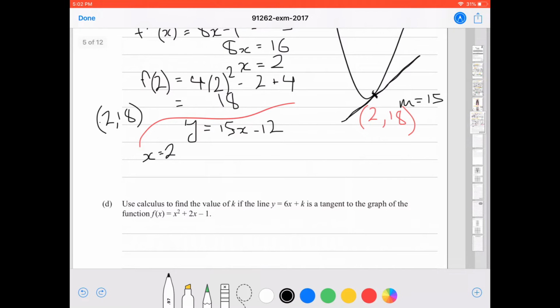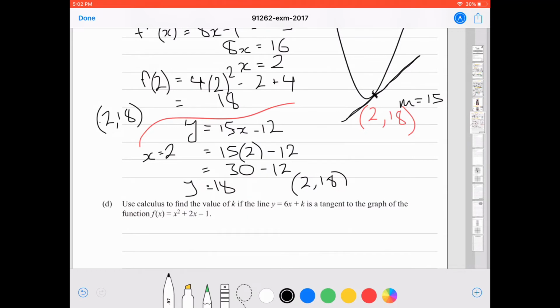If it's the same, then we know it's tangential to our parabola, so y equals 15 times 2 minus 12, and you can see it coming, 30 minus 12, and that equals 18. So here, again, the coordinate is 2, 18, and so obviously we're talking about the same point, and so our line y equals 15x minus 12 must be a tangent, right?